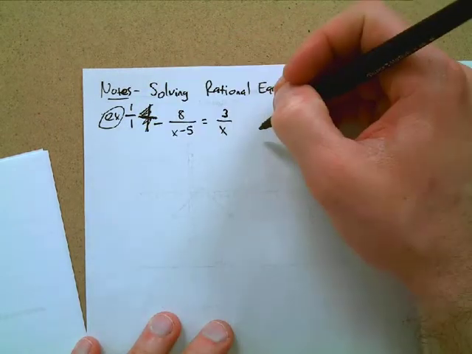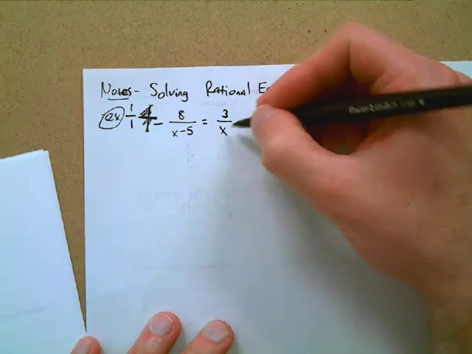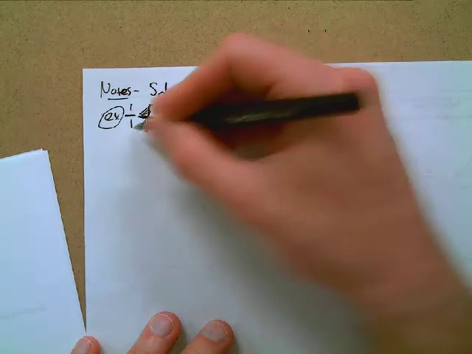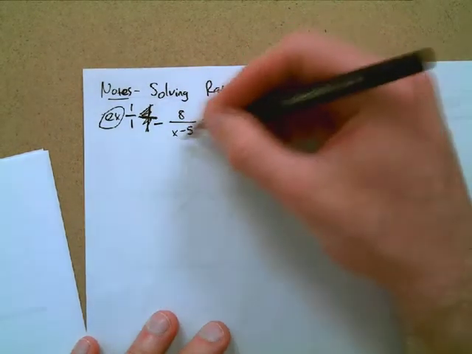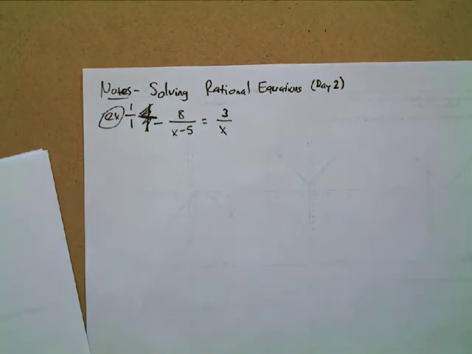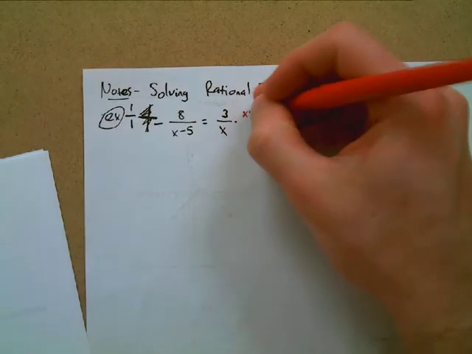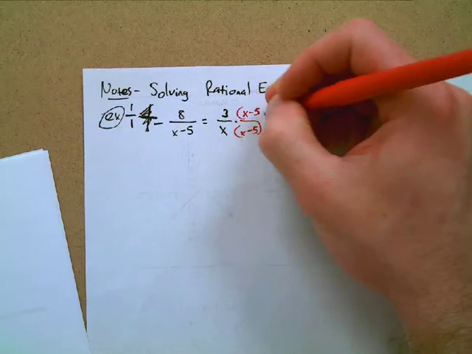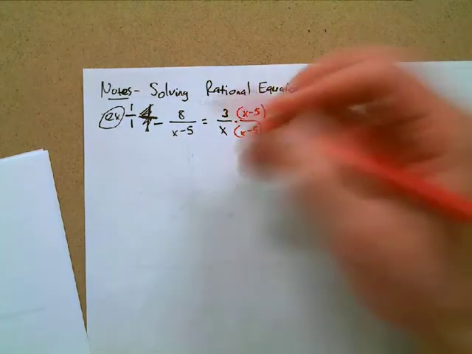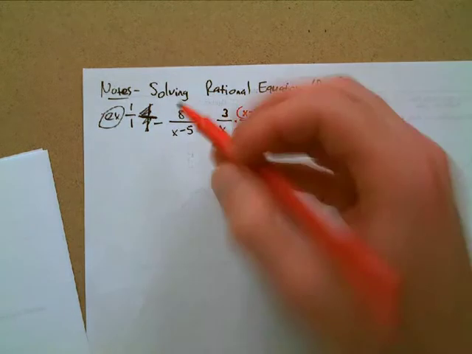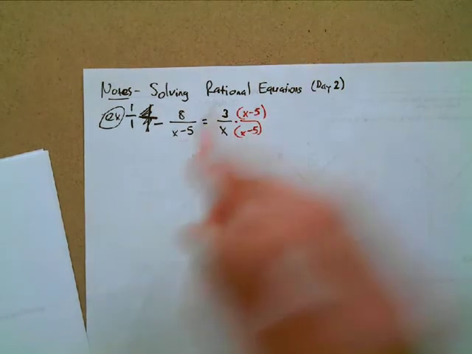In other words, let's look at this one first. What is this denominator missing that the other denominators have? x minus 5. So we're going to take our denominator and multiply by x minus 5 over x minus 5. What is this denominator missing that other denominators have? What's this one missing? An x. So we're going to multiply by x over x.